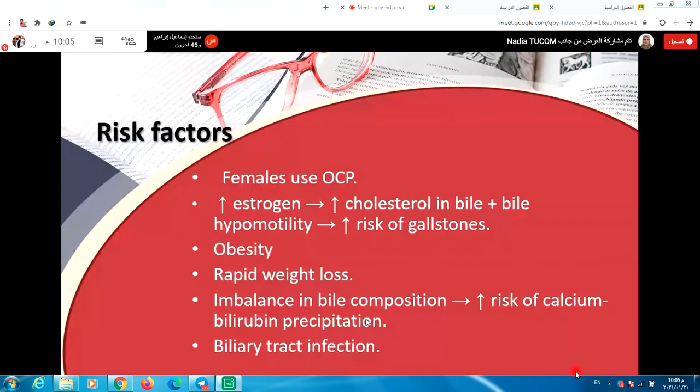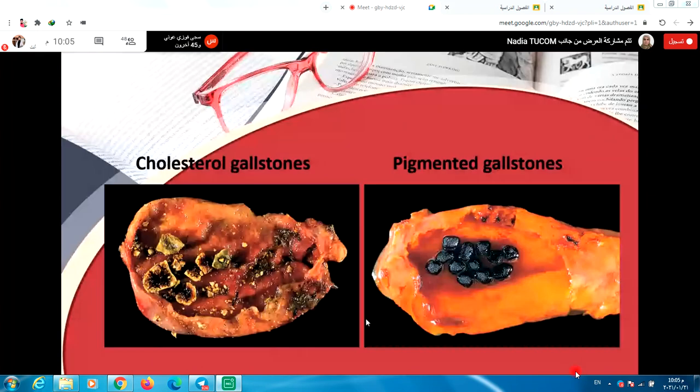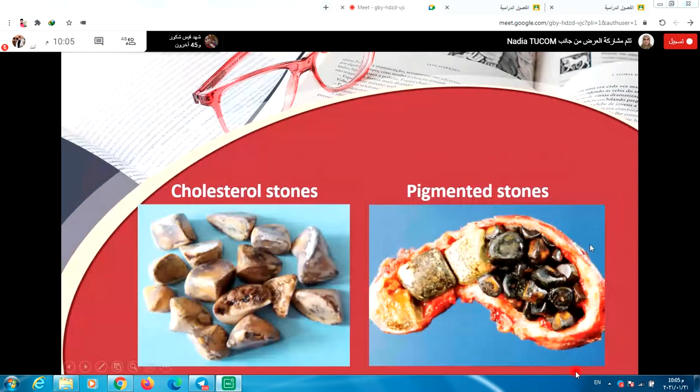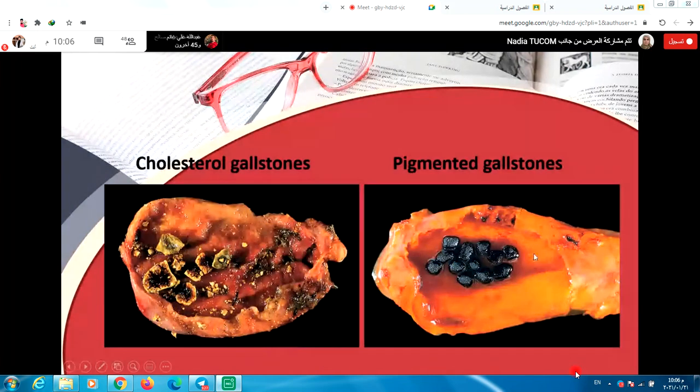Pigmented because it is seen as dark color, either black discoloration or dark brown discoloration, associated with infection of the biliary passages, or black, related to hyperbilirubinemia or unconjugated hyperbilirubinemia or hemolysis, when unconjugated hyperbilirubinemia combines with calcium. Pigmented because it is either dark brown or black in color, not like the cholesterol stone. The cholesterol stone has a yellowish discoloration due to excess cholesterol content.